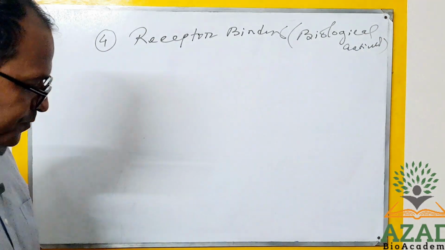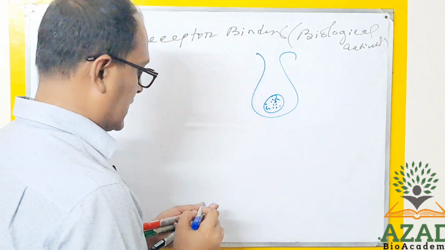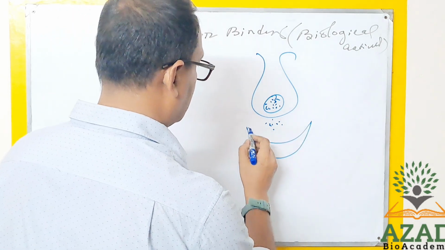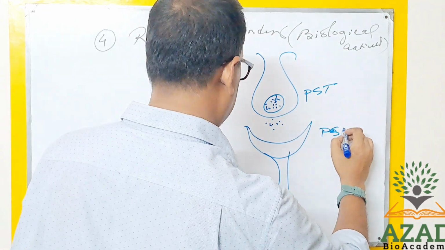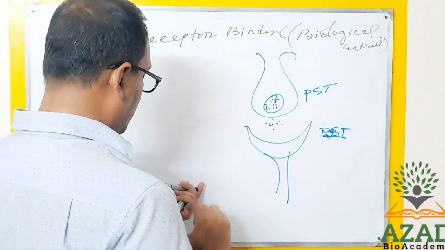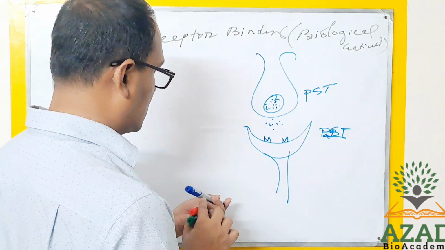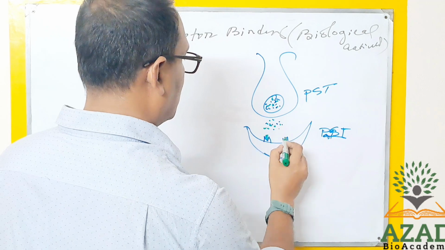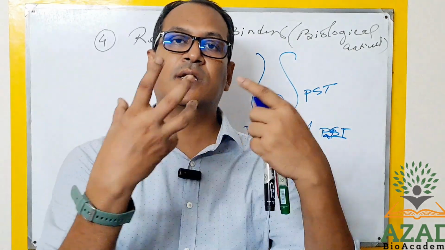I already said the neurotransmitter will release from the synaptic vesicle at the nerve terminal, come out, and stay within the synaptic cleft. Here is another neuron: this is the presynaptic terminal, and this is the postsynaptic terminal. Here the corresponding receptor will be there. These are the neurotransmitter, and the neurotransmitter will bind with the corresponding receptor.